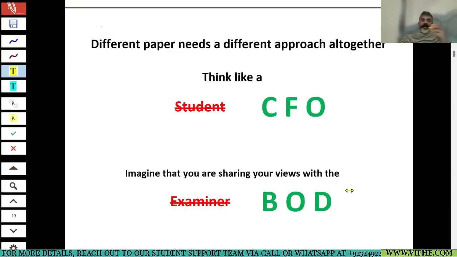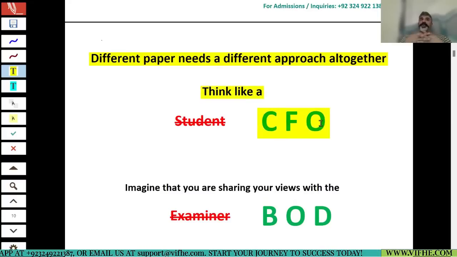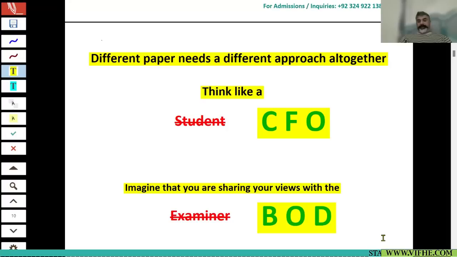All right. Now this approach really works for SBL. Because it's a different paper, it requires a different mindset. You have to think like a CFO. When you are doing your paper, you must feel and think that you are the CFO of that company or you are a leader of that company. You have to think like an owner of the company. Just a mindset. And imagine that you are sharing your views with the board of directors and not the examiner.